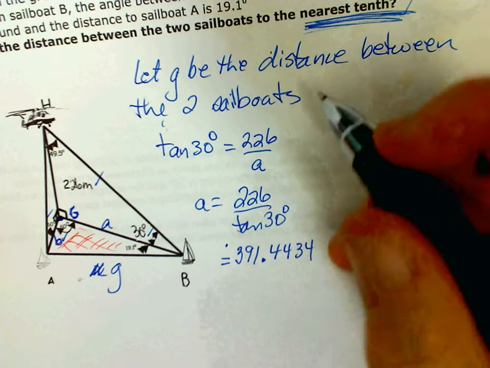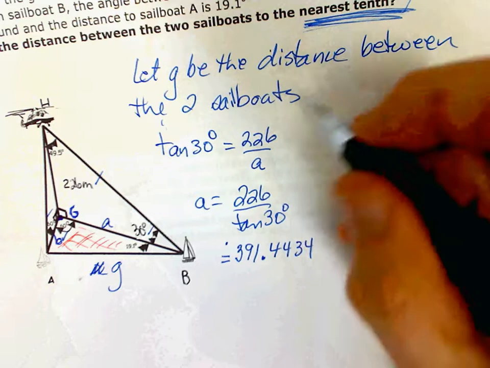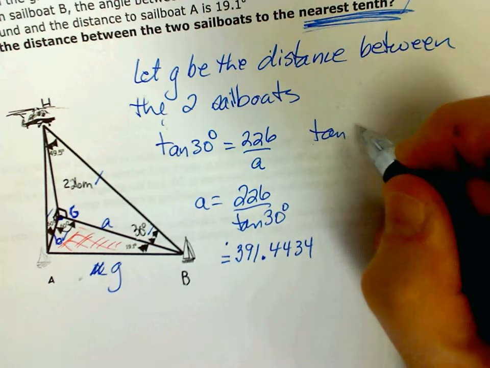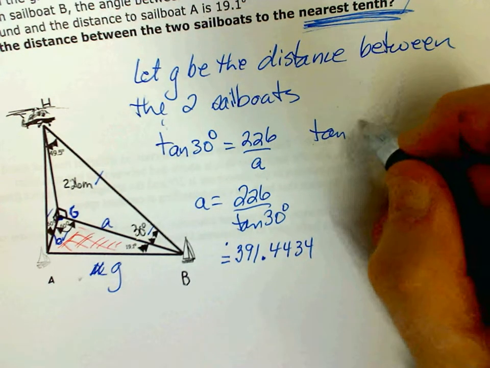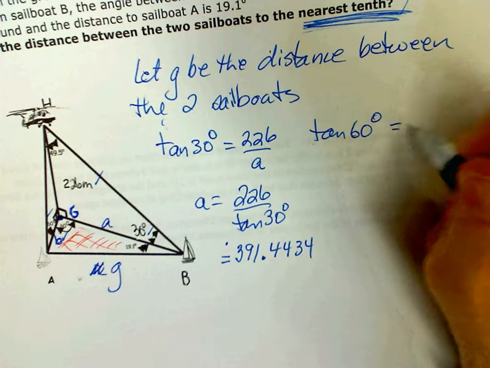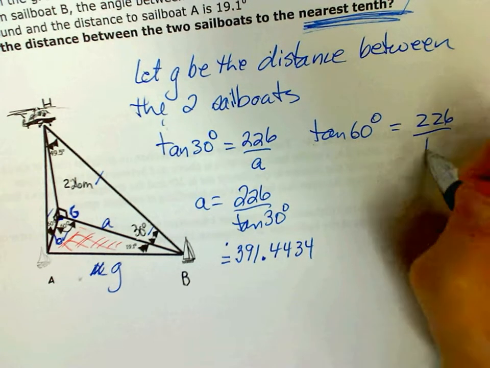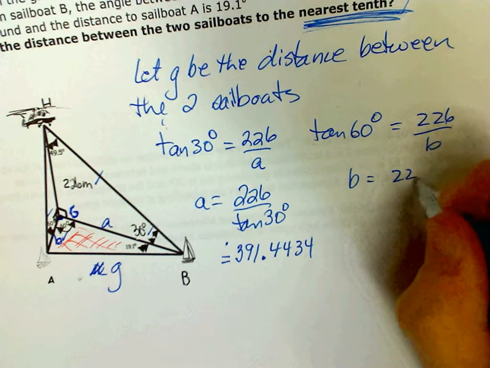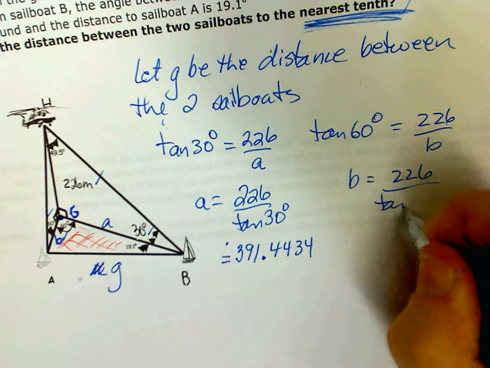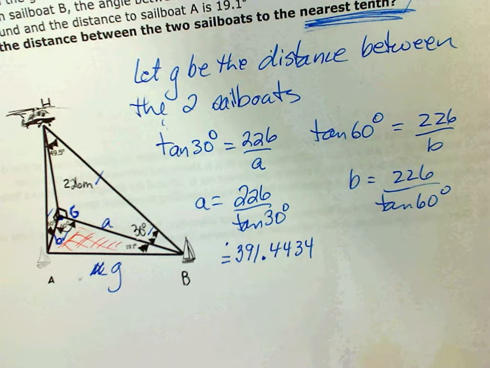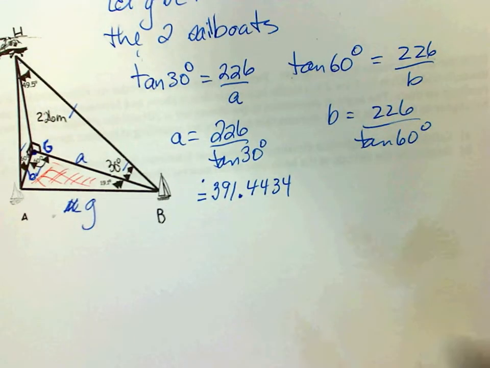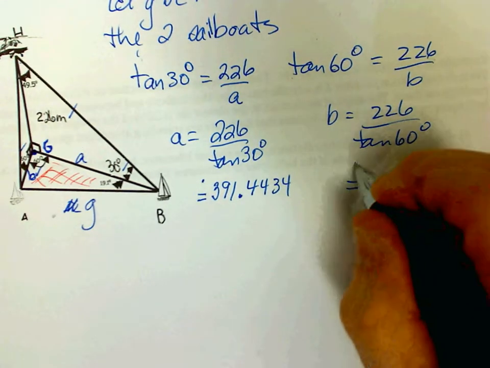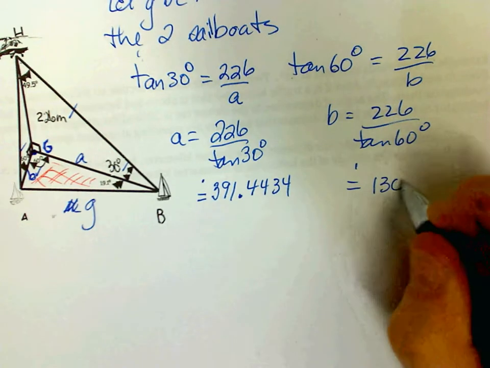Okay, now B, tan of 60 degrees is equal to 226 over B. So B equals 226 over tan of 60 degrees. So B is approximately equal to 130.4812.